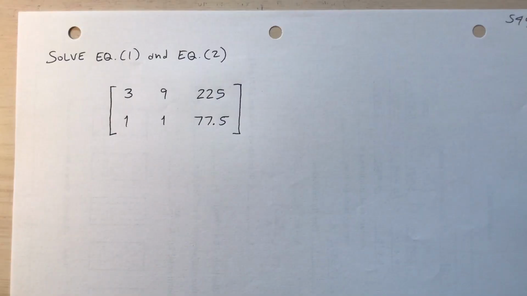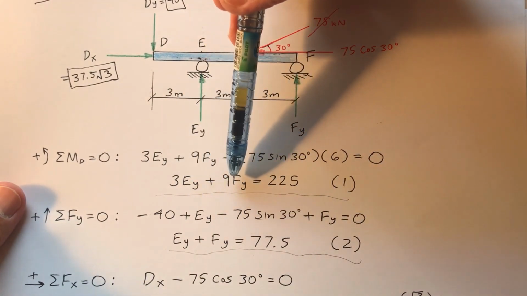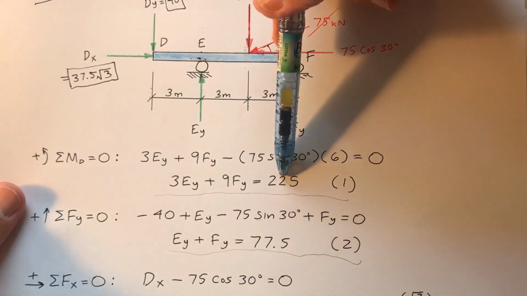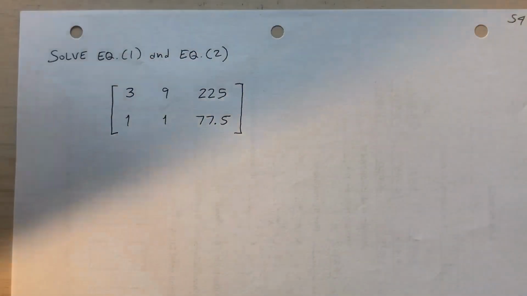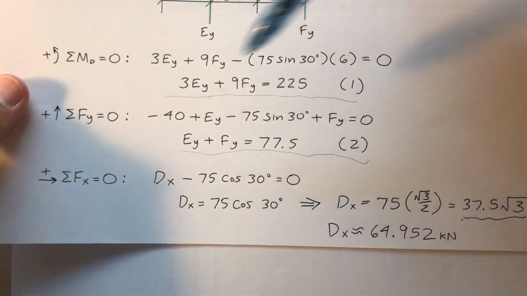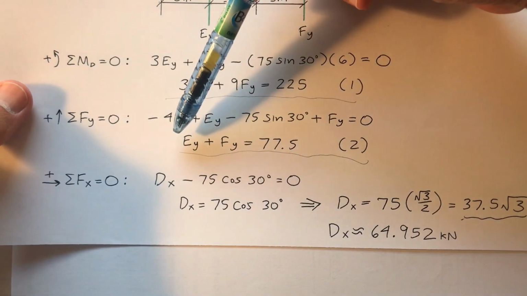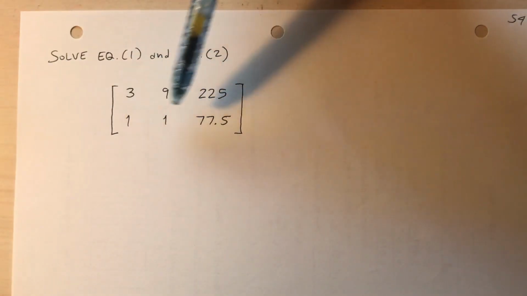Okay, so I set up this matrix based on equations 1 and 2. Do you know how I did this? The first row, 3, 9, 225. So go back to equation 1. 3e sub y plus 9f sub y is 225. I take the coefficients on the two variables, take the constant term, make that the first row. How did I get the second row? Okay, what was equation 2? 1e sub y plus 1f sub y is 77.5. Coefficient 1, constant term 77.5.